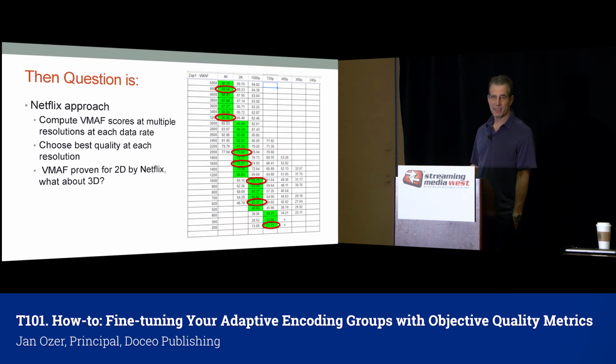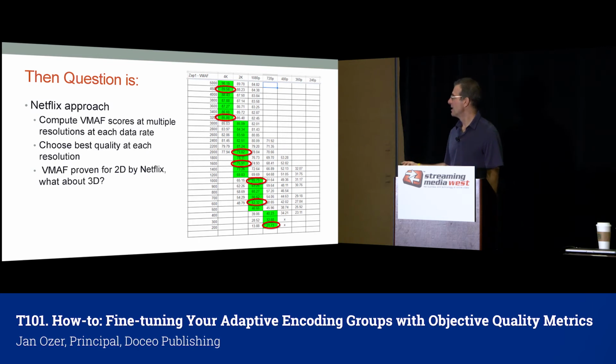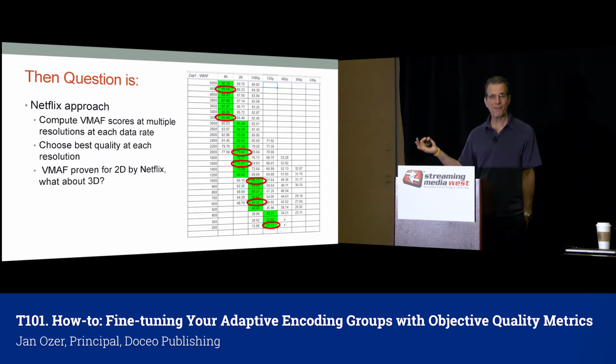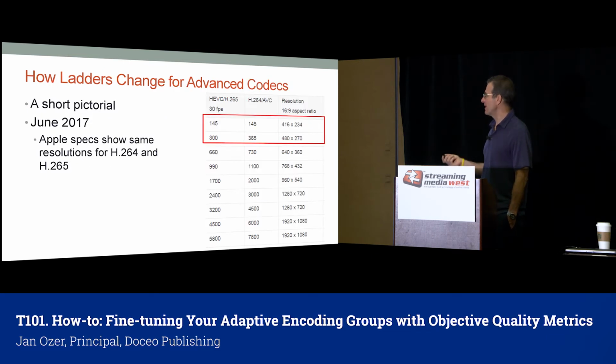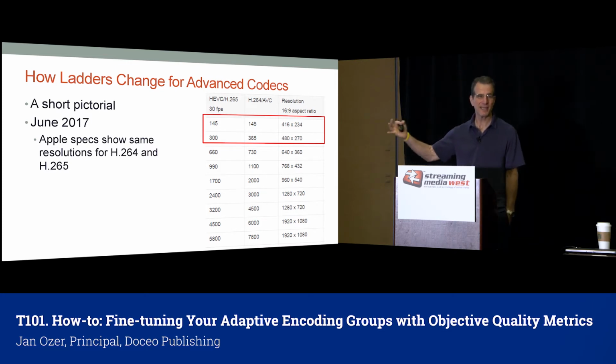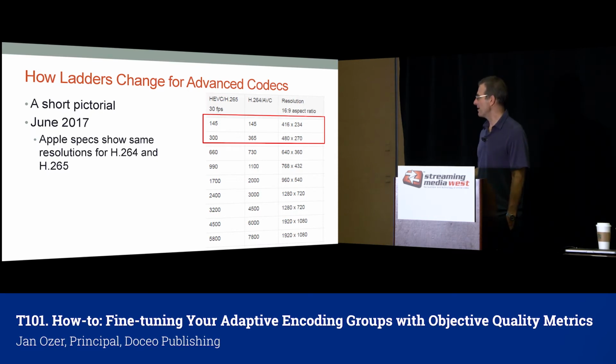Does that make sense? All this is pretty simple once you set it up, but it's very brute force. You encode a lot of files and make a lot of entries. So for the encoding ladder that we looked at a moment ago, this is what it would come out at. And just for fun, a short pictorial about how this process works. It's Netflix's process. I wrote about it and I use it in my consulting practice, but it's Netflix's.